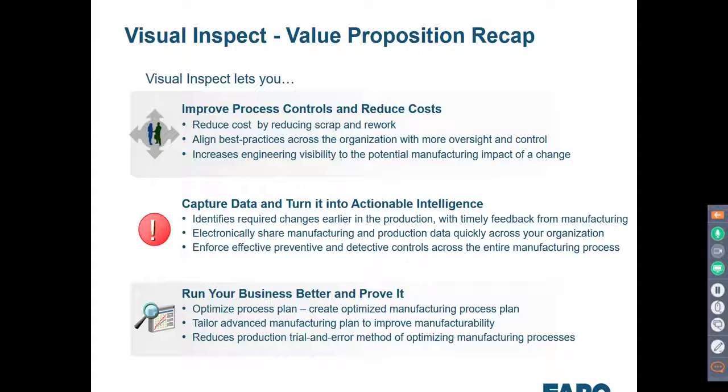We allow you to capture data and turn it into actionable intelligence, or basically something that you can make a change very quickly with, because you've got good, real-time information. So we identify these changes earlier in the production process with timely feedback from your manufacturing group. We can share these digitally across both your plant and your organization very quickly. We can also store all of these images and this data and the information that we actually collect. And basically, we can implement, enforce, or improve preventive and defect control capability in the manufacturing process and push that up further upstream, if you will.